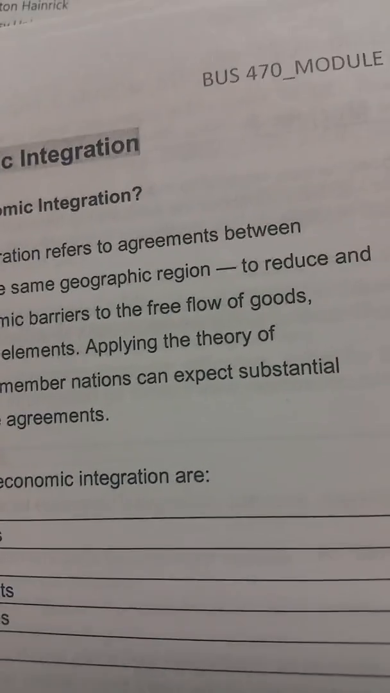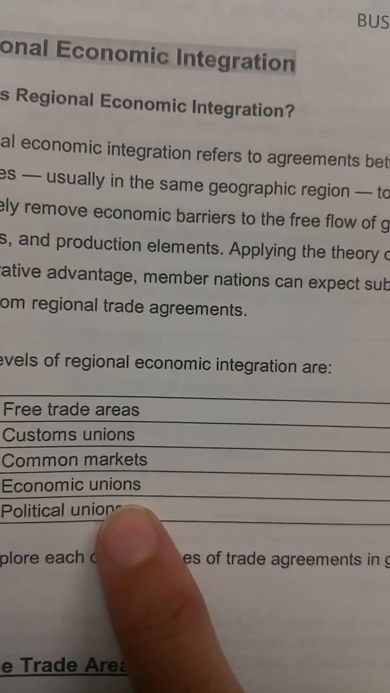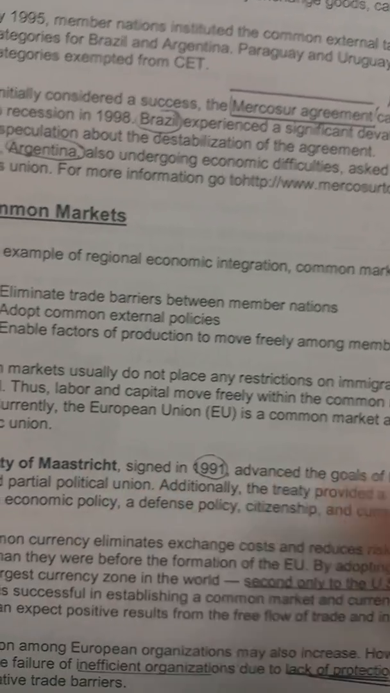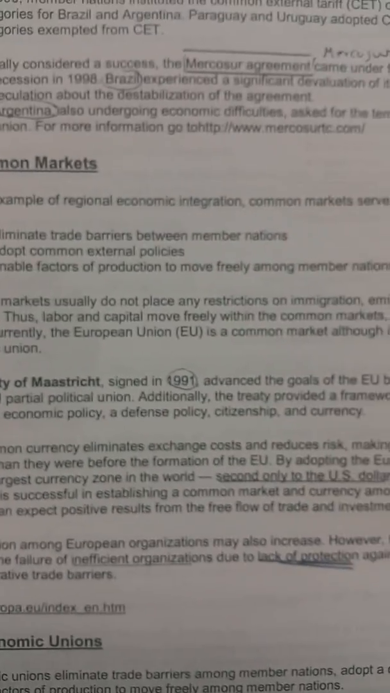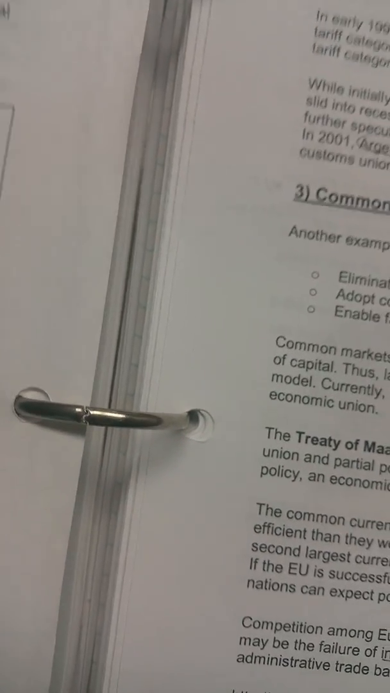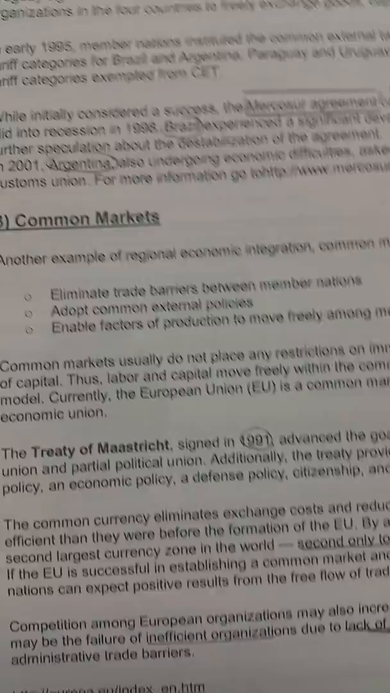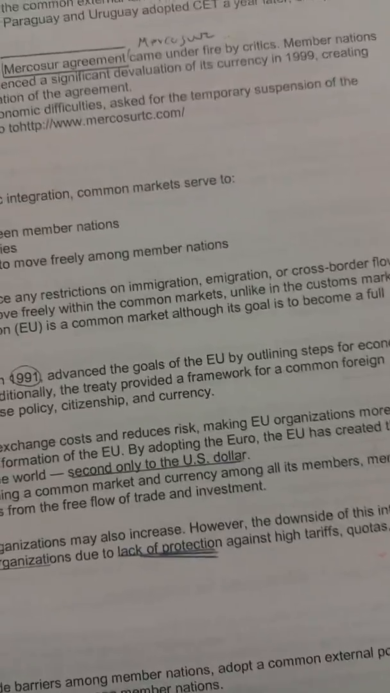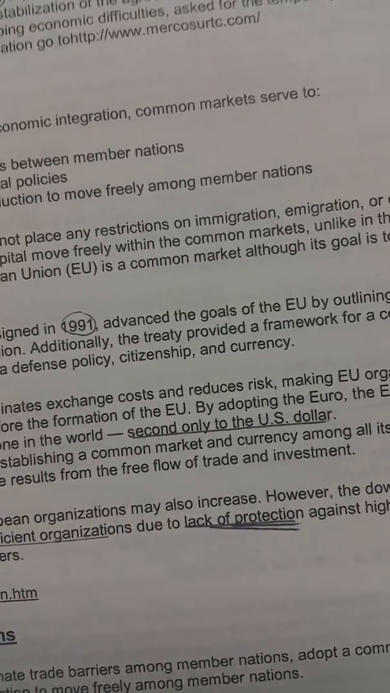Okay, and then we have common markets and economic unions. An example: for the common markets, they had the Treaty of Maastricht, with the European Union, that outlined the steps for the political unions, which was then the framework for the foreign policy, economic policy, defense policy, citizenship, and the currency. So the European Union, from a common market, became an economic union when certain members joined.